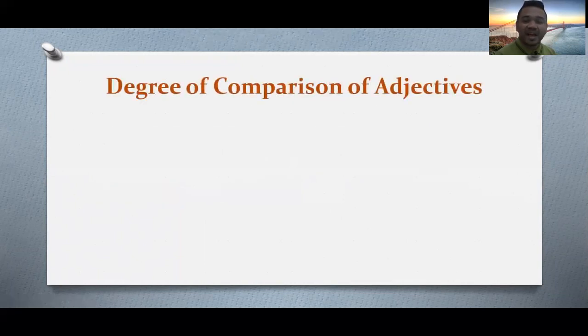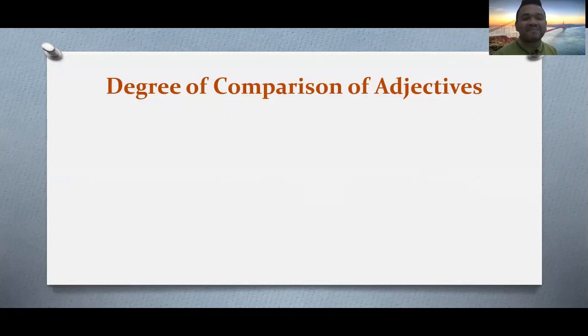Now, we have what we call degree of comparison of adjectives. What are these degrees of comparison of adjectives? When we were in elementary, for sure we had this in our English subject. We just have to recall, to remember what these degrees of comparison are. Can you guess what the degrees of comparison of adjectives are?